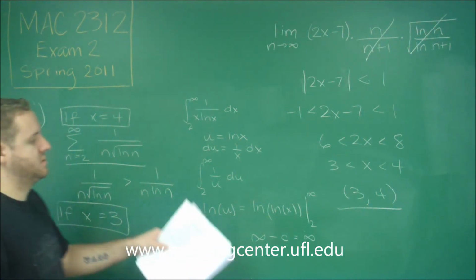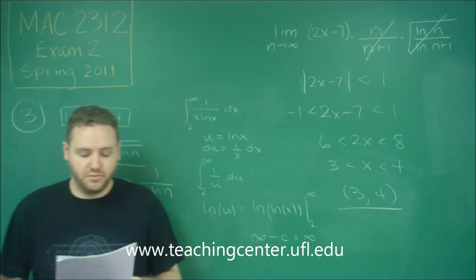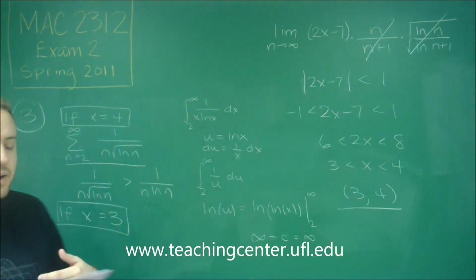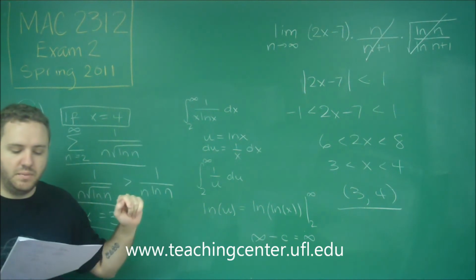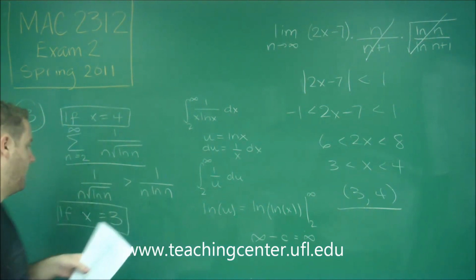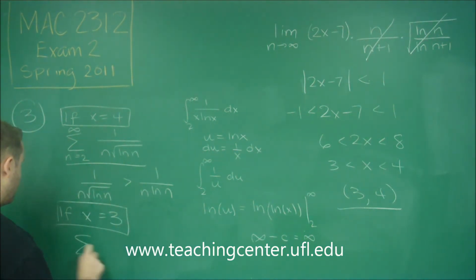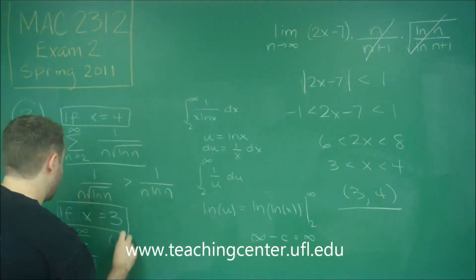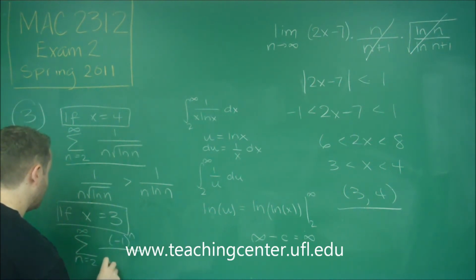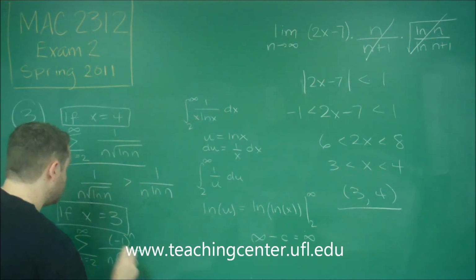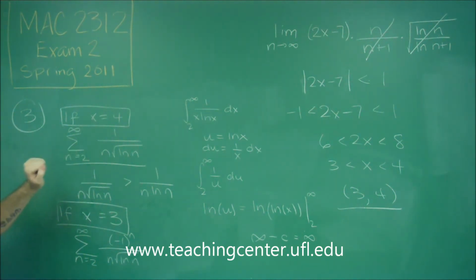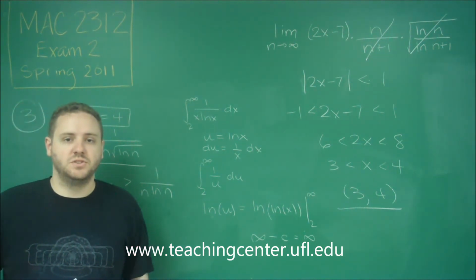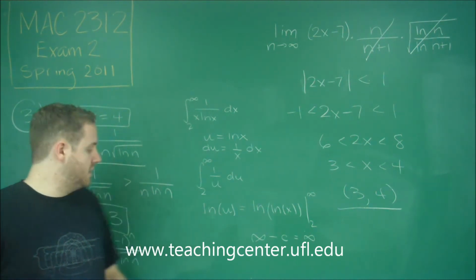Now we're just doing if x equals 3. So we're going to see if 3 is in our interval of convergence. If we plug in 3 for x, it's almost the exact same thing. It's the same series we had here, except now it's alternating because we get -1 to the n in the numerator. So we get n equals 2 to infinity, -1 to the n over n square root ln n. This one is a bit simpler than our previous ones because this is an alternating series and we can just use the alternating series test.